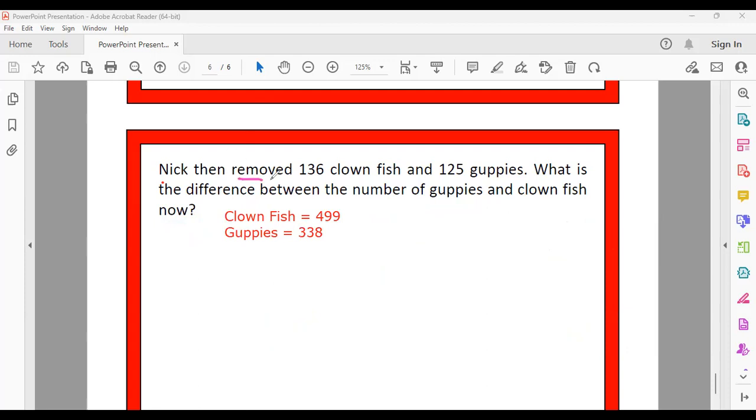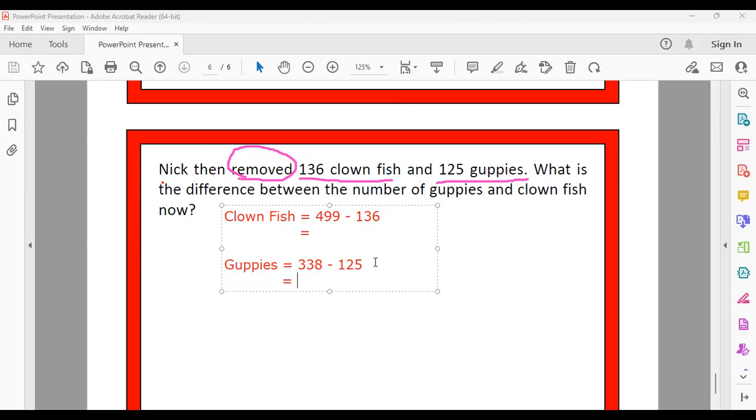What did our friend do? He removed 136 clownfish. So, go to your number sentence, straight away write clownfish minus 136. And he also removed 125 guppies. Go to your number sentence and minus 125, guppies. Do your standard written method and work out now how many clownfish you have after 136 is removed, and how many guppies you have. Tell me now in the chat.